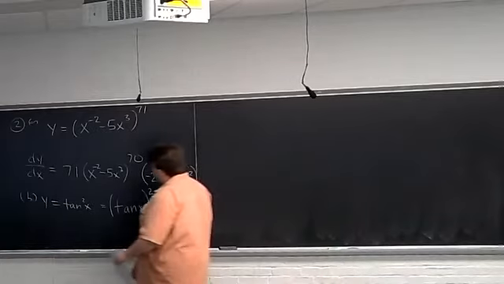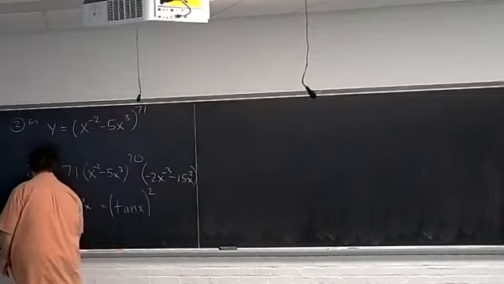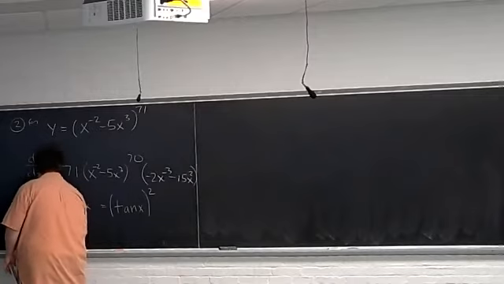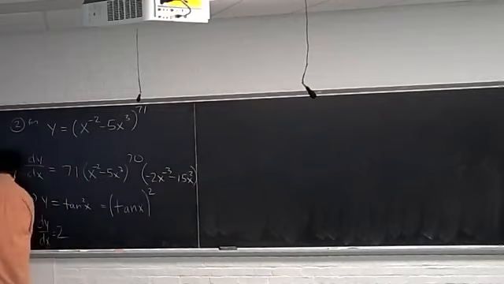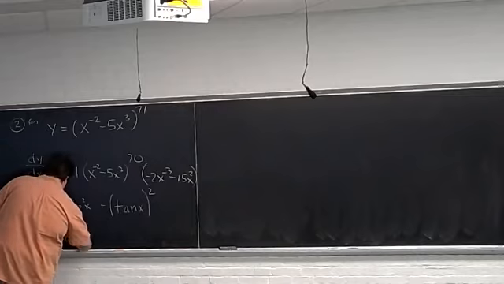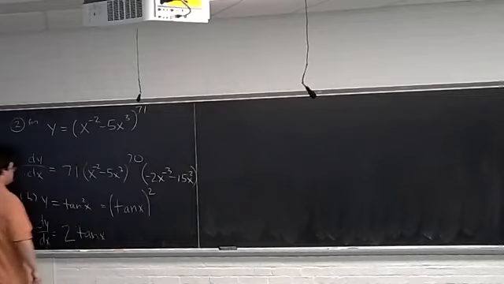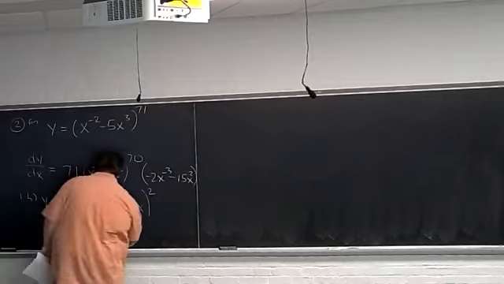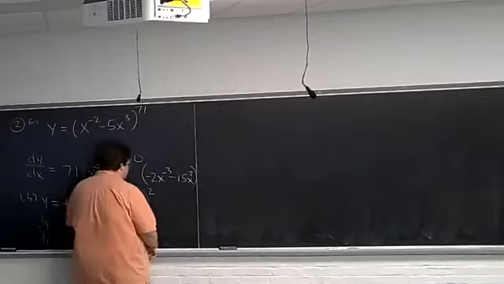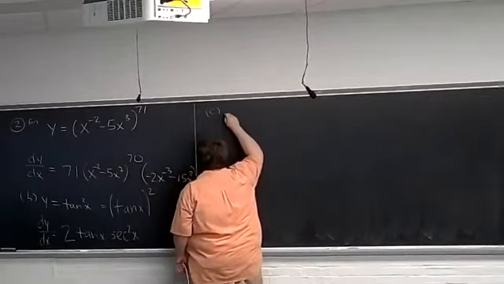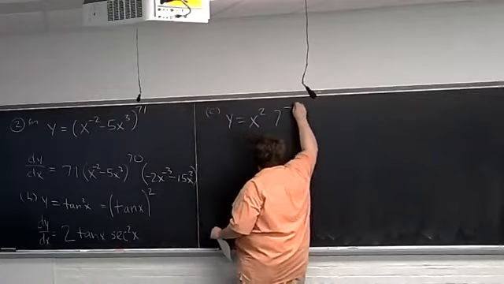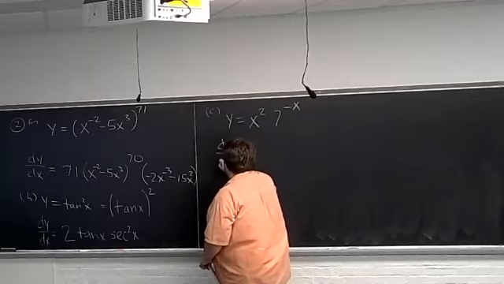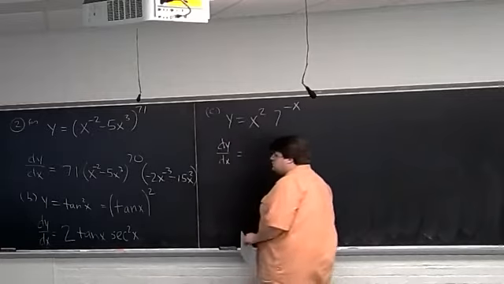The derivative of a function squared, just like in part A, we would need two of them to the first: two tangent x to the first times the derivative of tangent x. The derivative of tangent of x is secant squared of x. Any questions about part B?